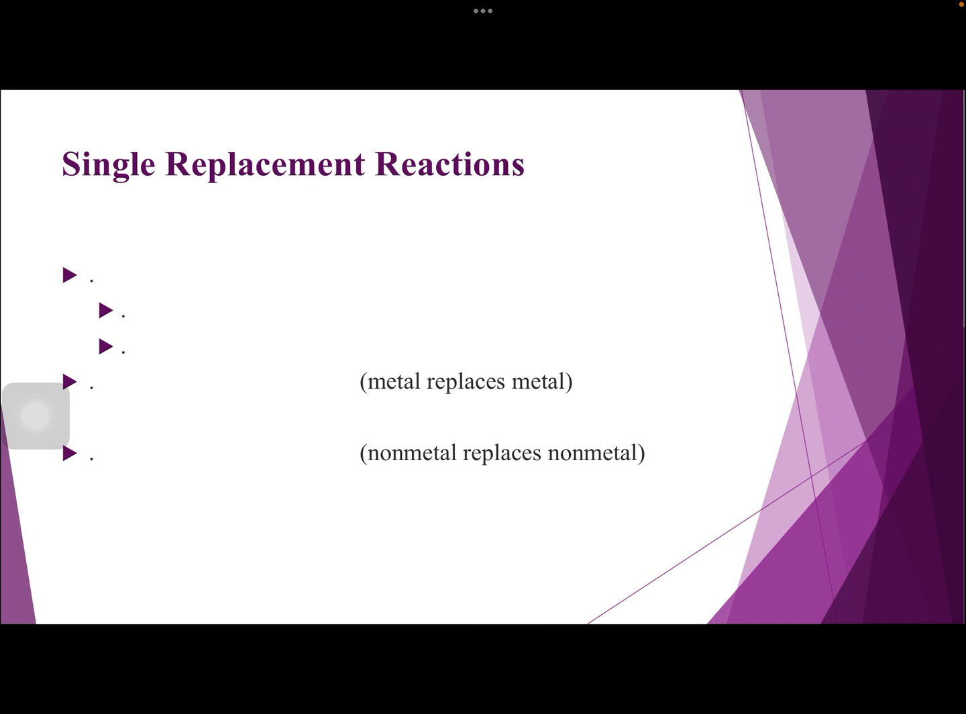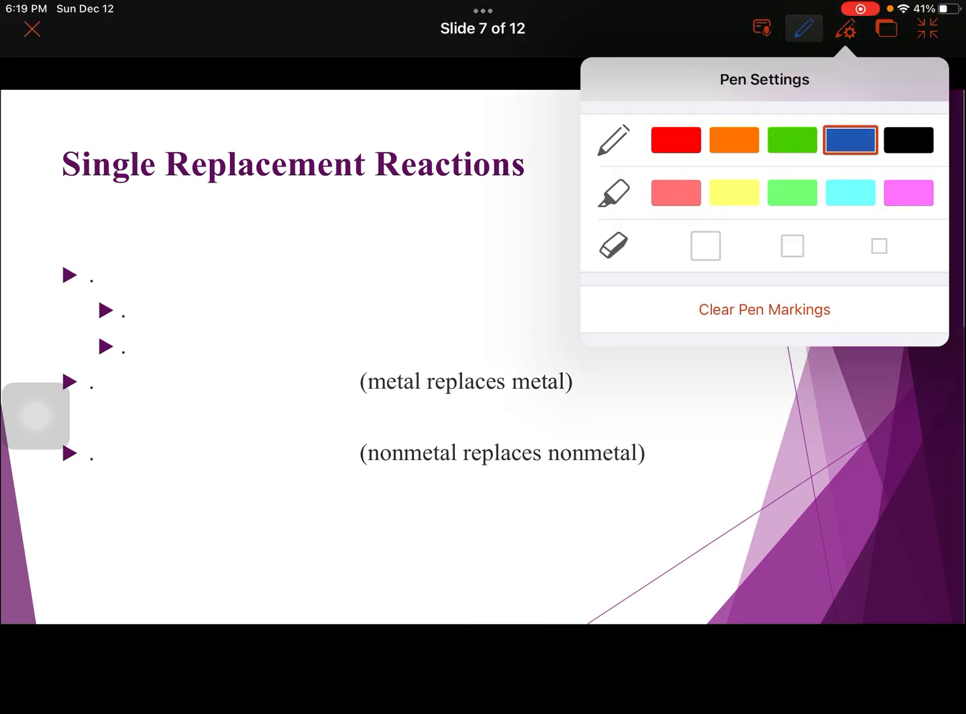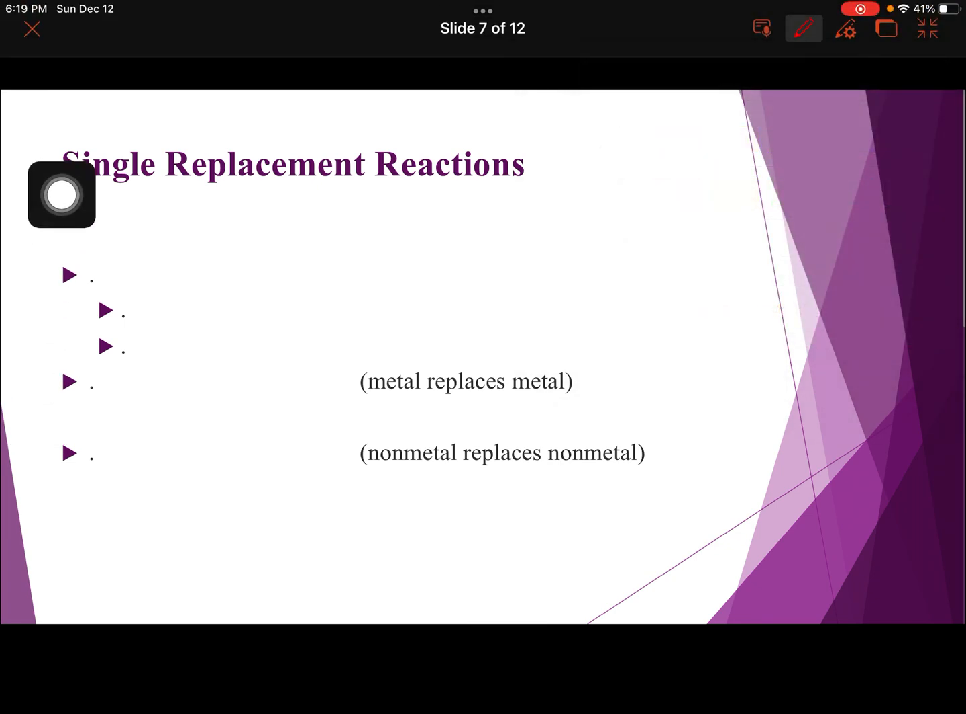Okay. Next type of reaction is a single replacement or a single displacement reaction. So this one is a little, not trickier, but you need to look at it a little more closely. With a single replacement reaction, you're going to have two reactants and two products, but they're going to take on a certain format.